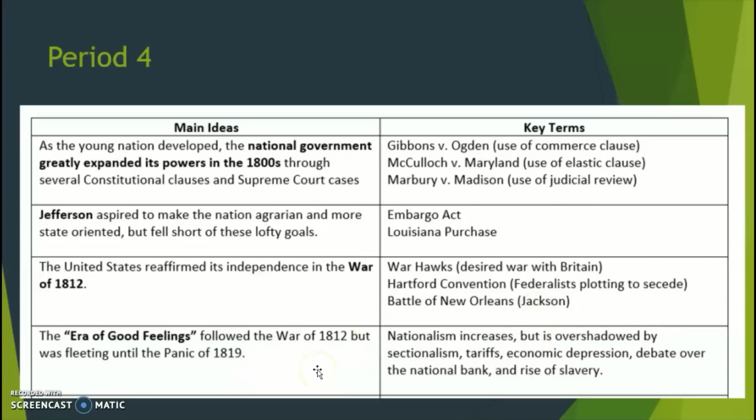So after the war, the United States reaffirms its independence, not just the first time, but the second time. And the Era of Good Feelings is going to follow. We're going to see nationalism increase during this period. But keep in mind, sectionalism is still an issue. Tariffs in the North are still an issue. And we're going to have our first financial problem, which is going to culminate in the Panic of 1819. So it's somewhat short-lived, this Era of Good Feelings, but we're going to be ramping up sectionalism very much after 1819, as we'll see the Missouri Compromise coming about very soon.